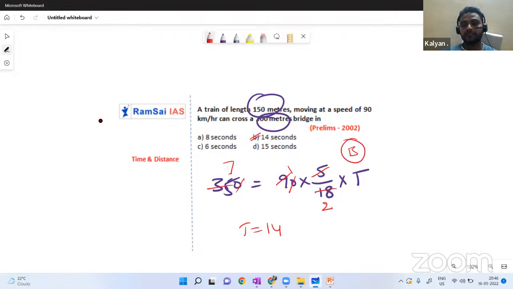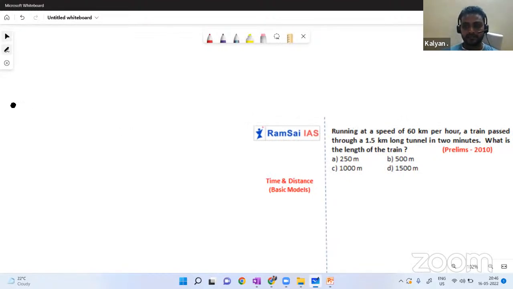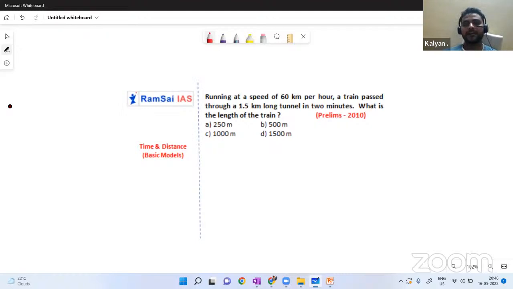Are you getting how simple the questions asked in CSAT are? But you should know those 4 cases, right? So this is the last question. We can see it was asked in 2010: running at a speed of 60 kilometer per hour, a train passes through a 1.5 kilometer long tunnel in 2 minutes. What is the length of the train? Okay, running at a speed of 60 kilometer per hour. 2 minutes means 120 seconds.